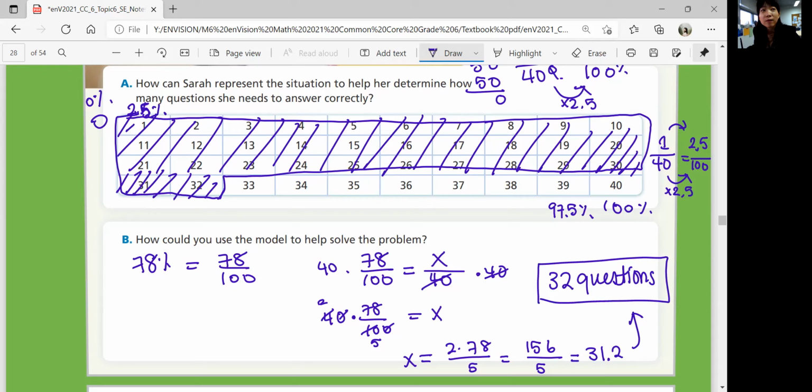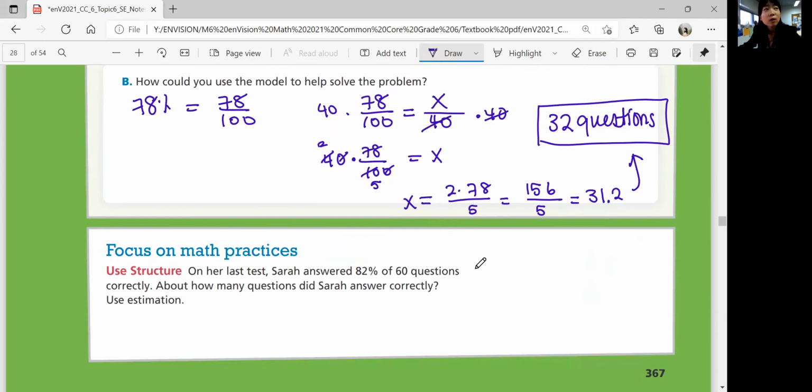Okay, because if you have 31 questions, that's going to be less percentage than 78. Okay. All right, focus on math practices.